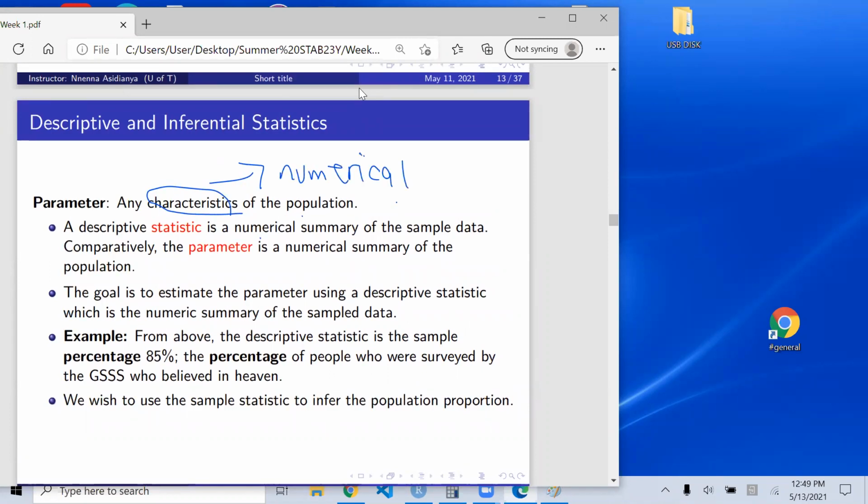Right, this is always a numerical value of the population. So a parameter does not describe the sample. It describes the population basically.